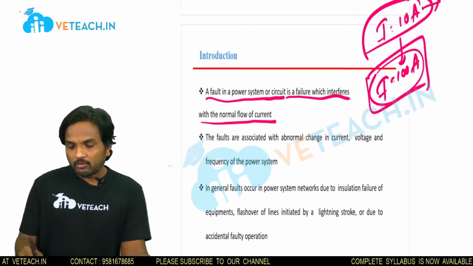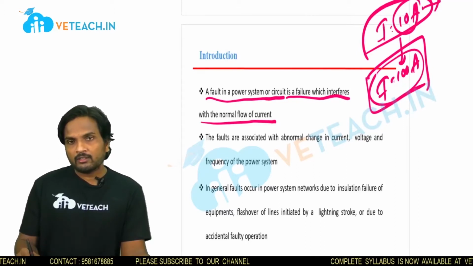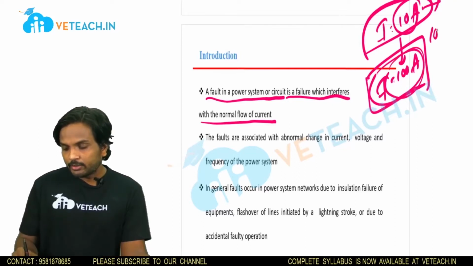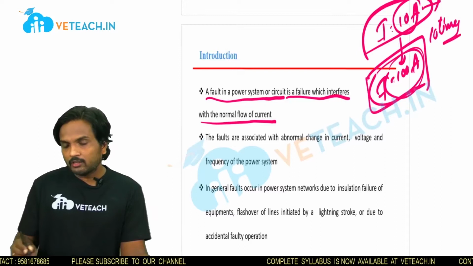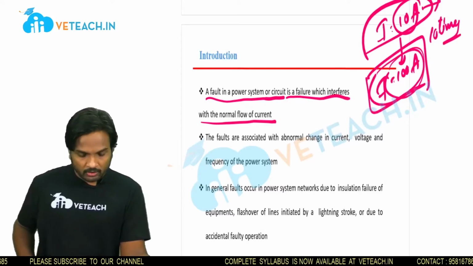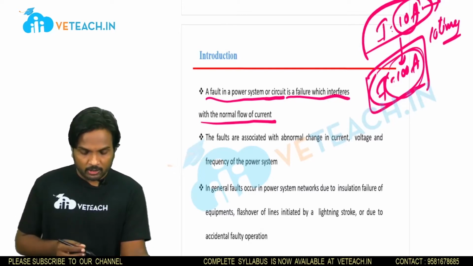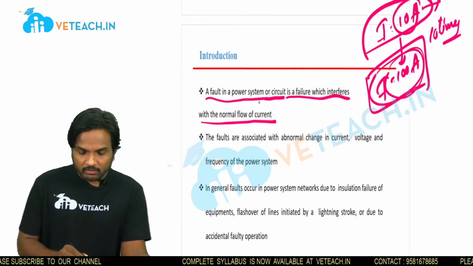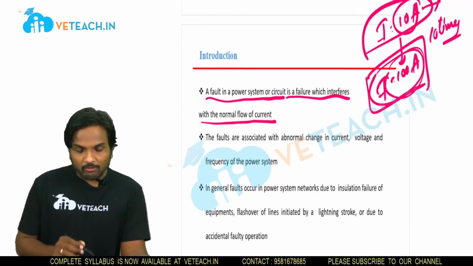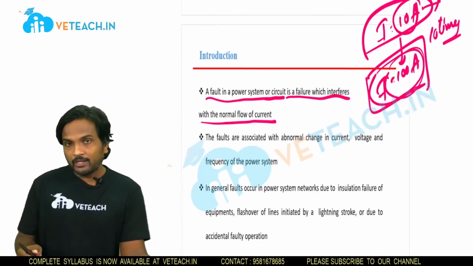In a normal flow we have 10 amperes. Whenever a fault occurs in the power system, the current flow will be 100 amperes, which is nearly 10 times the normal flow of current. That is simply called a fault. That is what I am explaining here in this point: a fault in a power system or circuit is a failure which interferes with the normal flow of current. That is the meaning of this.